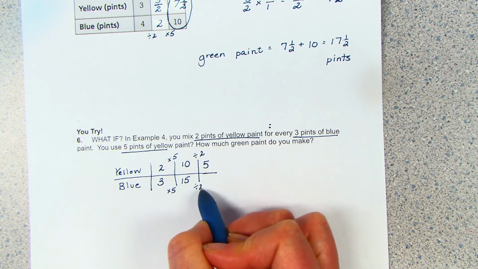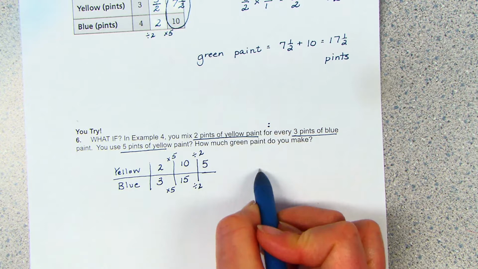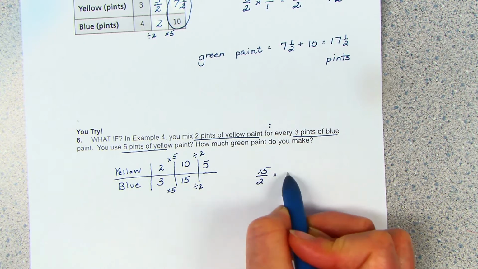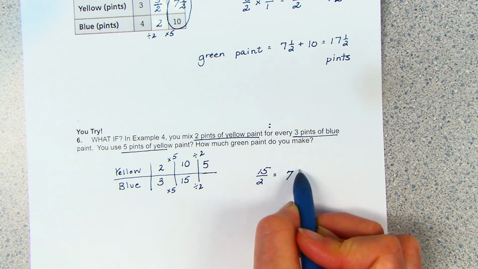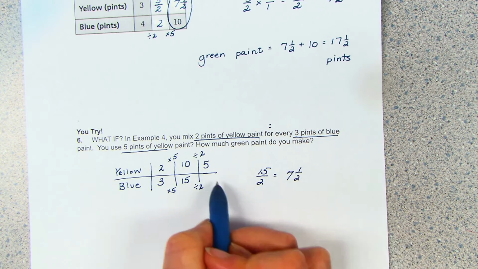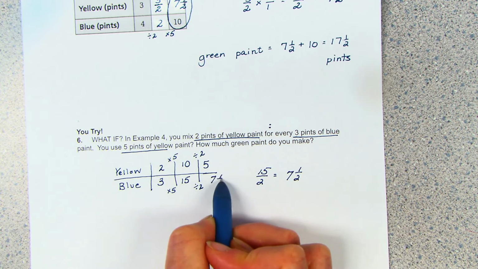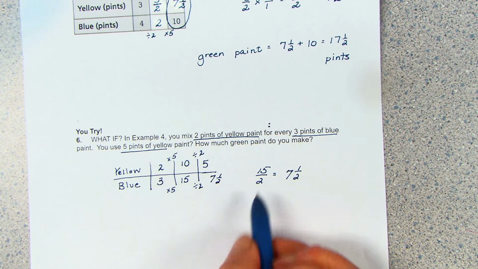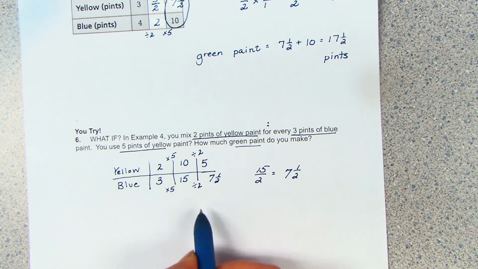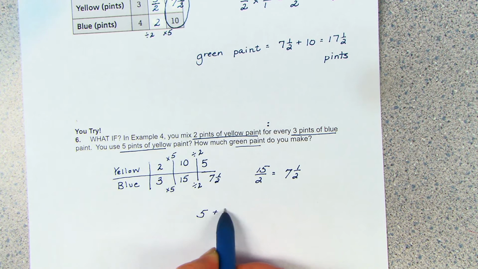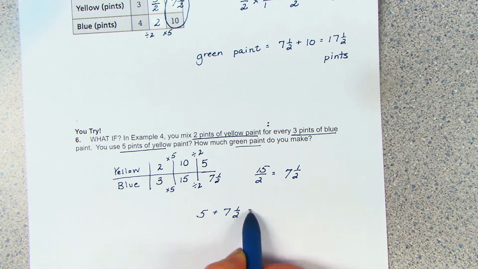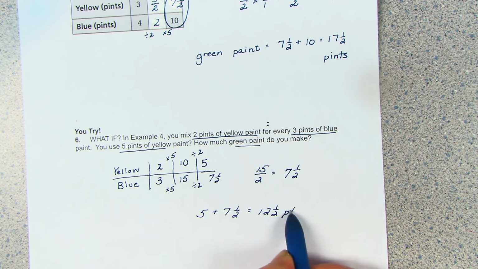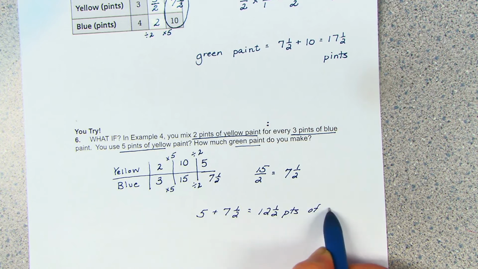So now I need 15 divided by 2. 15 divided by 2 is also, that's interesting, 7.5. Last time I used 7.5 blue. This time I'm using 7.5 yellow. And then to find the green, I have to add those together. So I've got 5 plus 7.5 equals 12.5 pints of green.